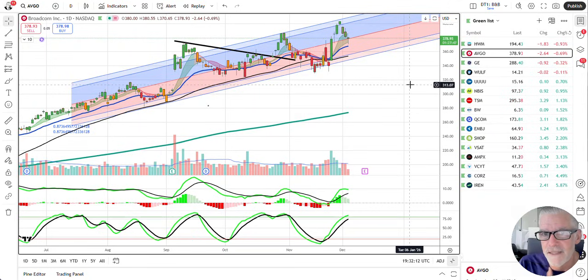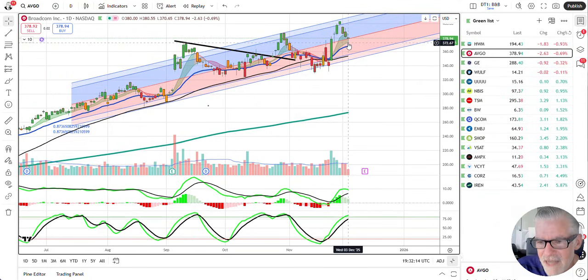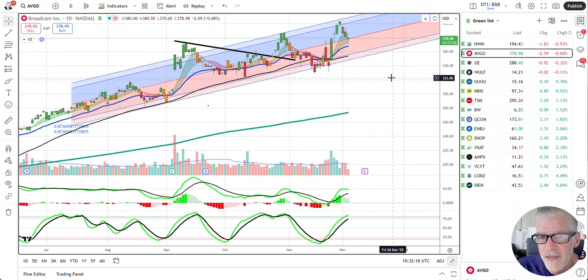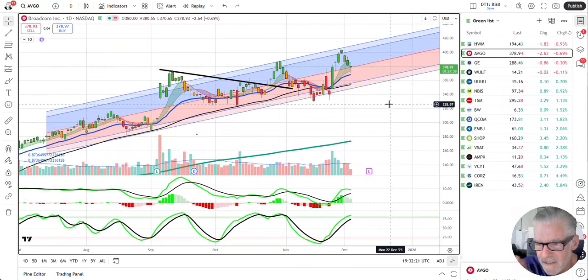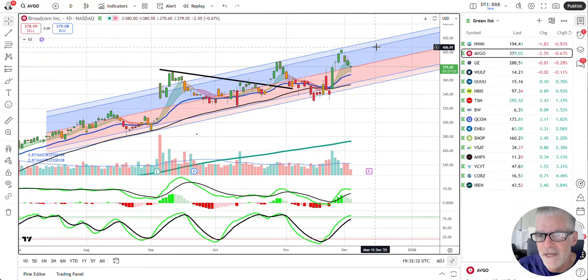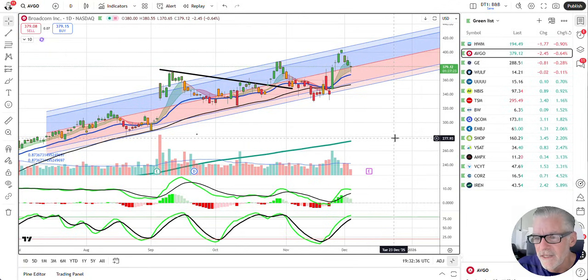AVGO is forming a nice little tiny pullback off of new all-time highs down to the 21. Nice little hammer candle forming today. I don't know how to describe this, but this is a little mini trade, right? A little bit of pullback, and our expectation on the upside is minimal as well. Maybe it gets a little bit higher, 407, 408, but your stop is going to be really tight, and you can leverage that with some calls. You can use the AVGX, which is the leveraged version of the fund.